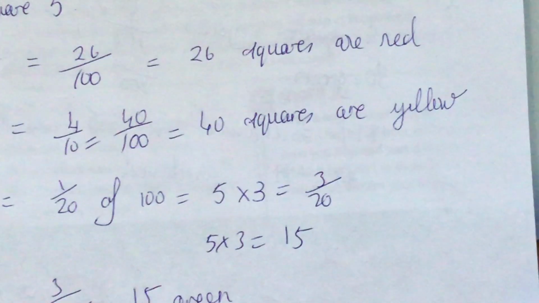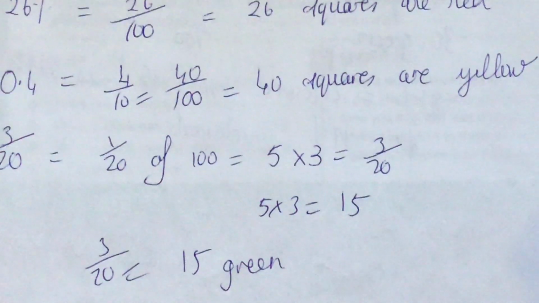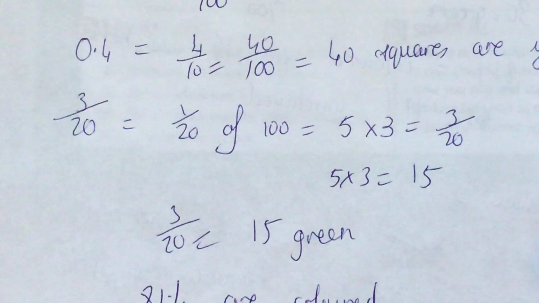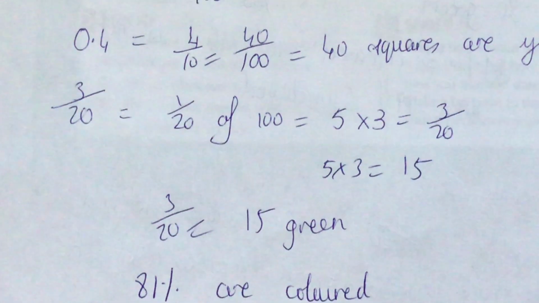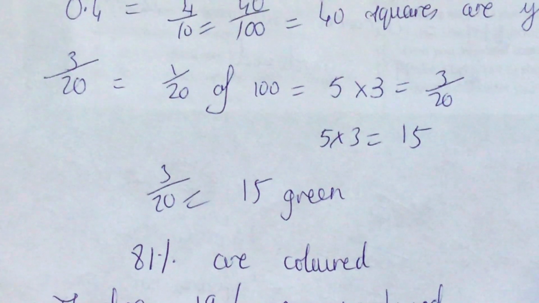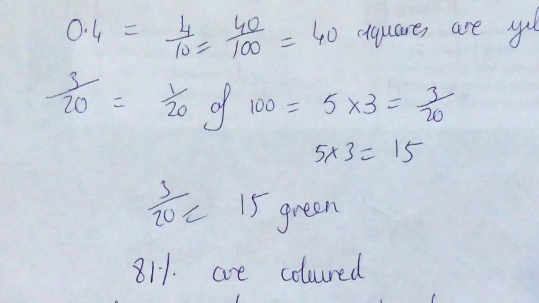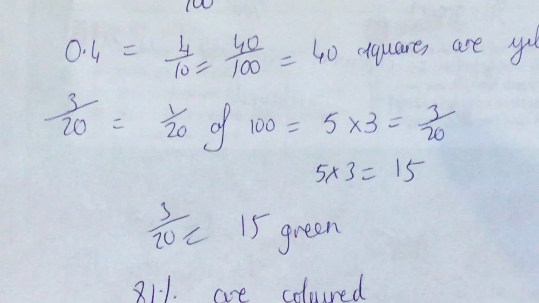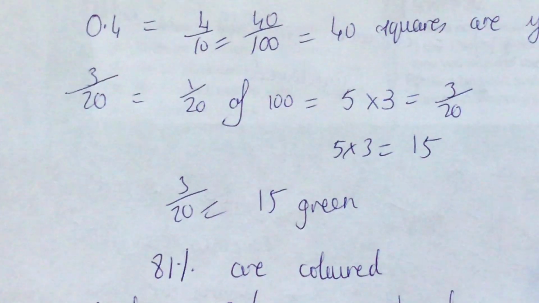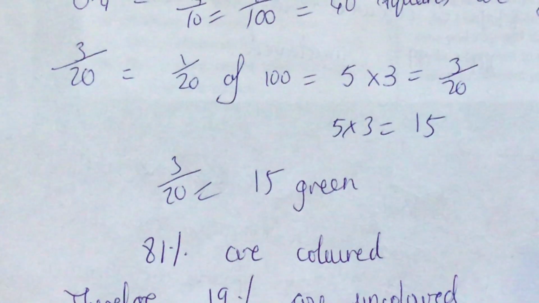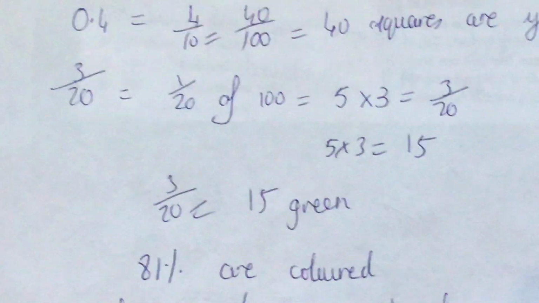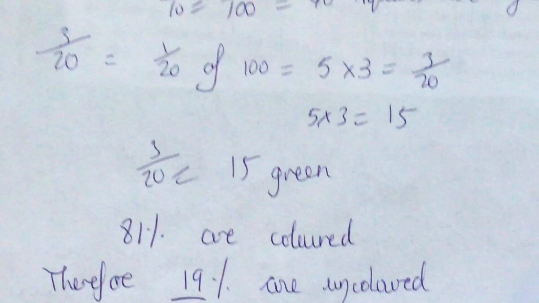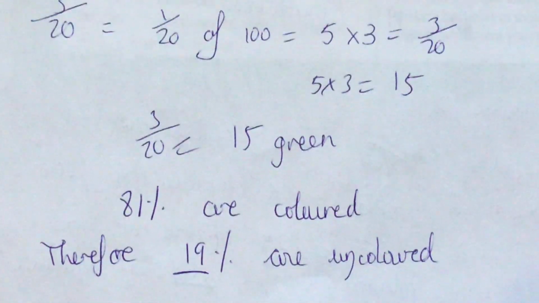So we add up all our squares, 26, 40 and 15, because they are the coloured ones. And we find out that 81 out of 100 are coloured. That's 81 percent coloured, which means when we take 81 squares away from 100 squares, we're left with 19. 19 squares out of a total of 100 squares are not coloured in any colour. They're left uncoloured. So that's equivalent to 19% uncoloured.